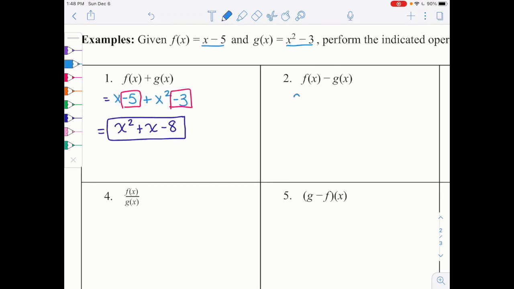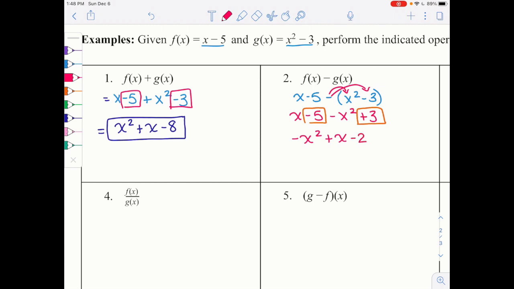Here they want us to subtract, so I'm going to take my f and I'm going to subtract g from it. Remember, I need to subtract the whole thing, so I'm going to put the second function in parentheses. I then need to distribute the negative, so it's going to be x minus 5 minus x squared plus 3. Combine your like terms. Again, my only like terms here are -5 and +3. X squared is not a like term with x. So highest exponent to lowest, I get this function.